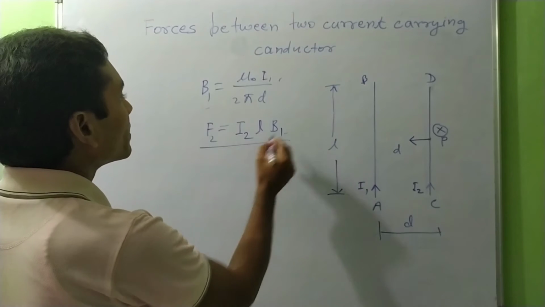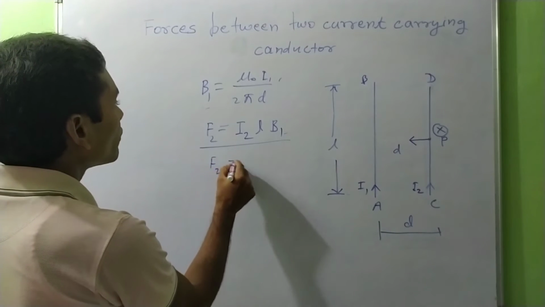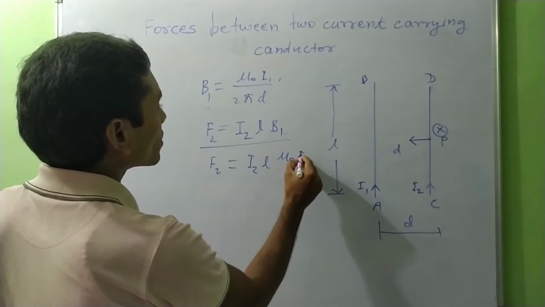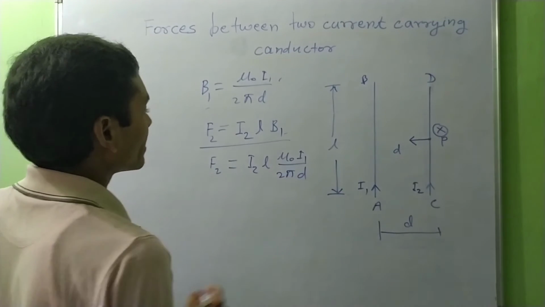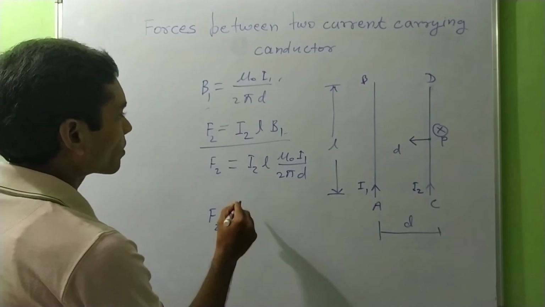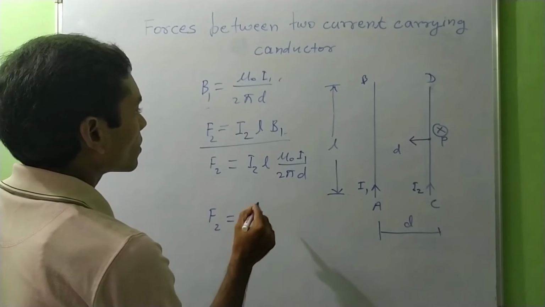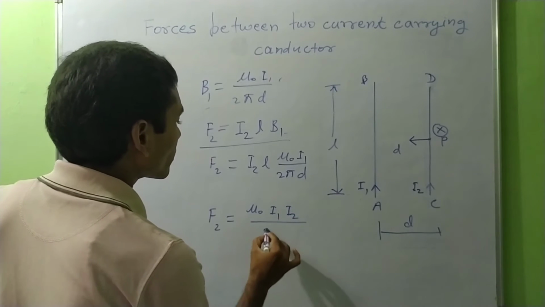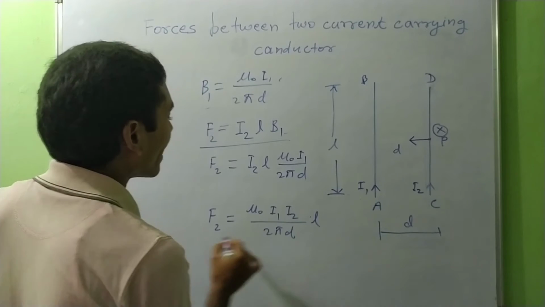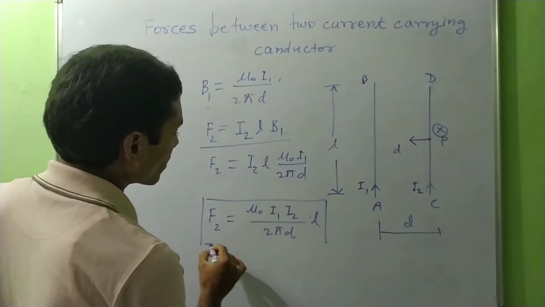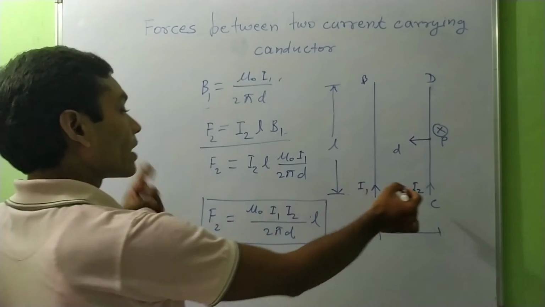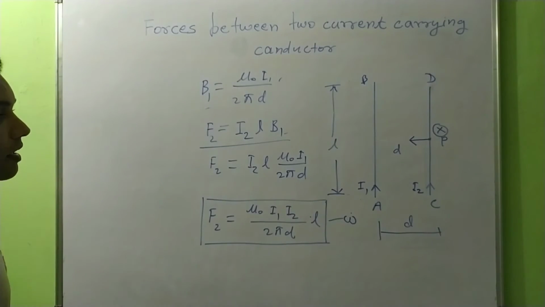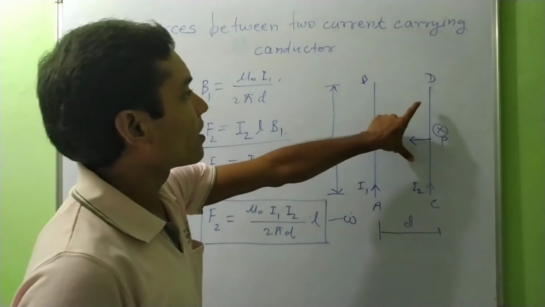On putting the value of B1, F2 will be I2 L. The value of B1 is mu naught I1 upon 2 pi D, so F2 will be equal to mu naught I1 I2 upon 2 pi D into L. This is the expression of the force acting on conductor CD. Let this be equation first. Okay, this is the total force acting on conductor CD.